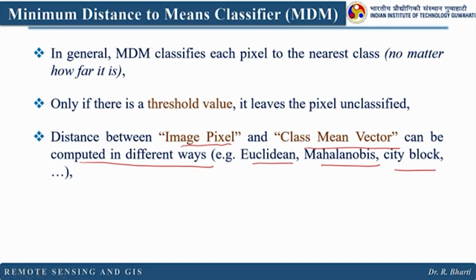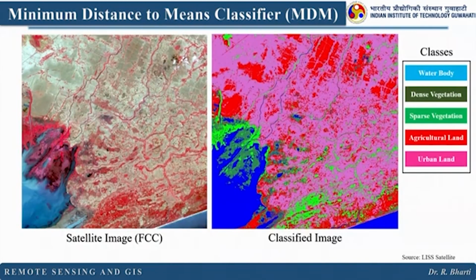So those methods can be incorporated here when you are calculating the distance between the class mean vector and the image pixel. If you use Euclidean, Mahalanobis, maybe you will find that pixels are classified into different classes in all the methods. So you have to find which method works well for you. This is the result of MDM. Here you can see water body, dense and sparse vegetation, agriculture land, urban area, which are visible here, right?